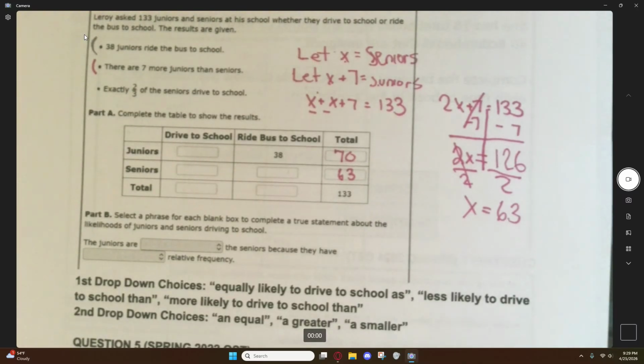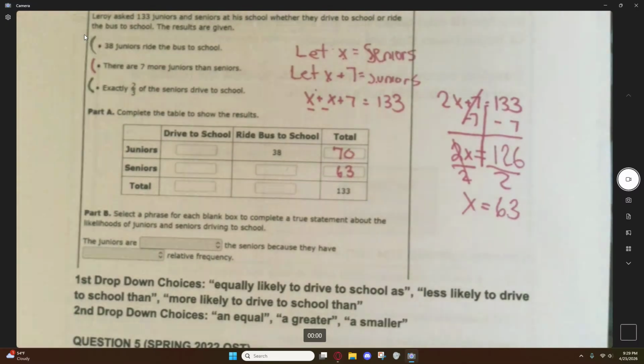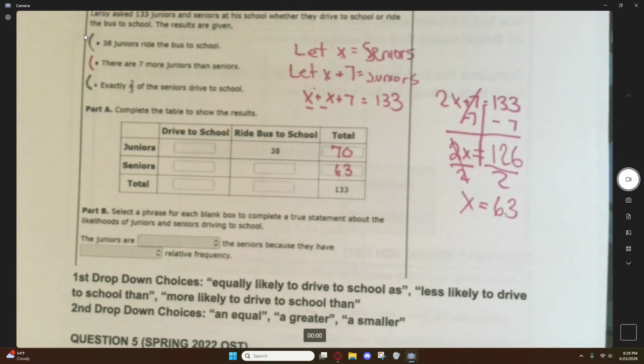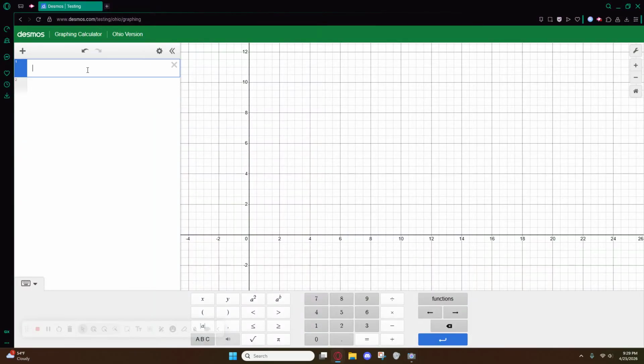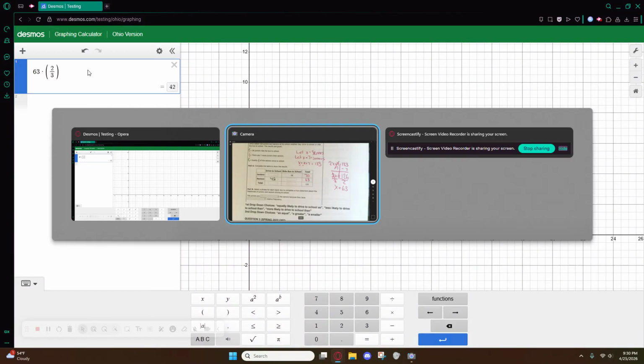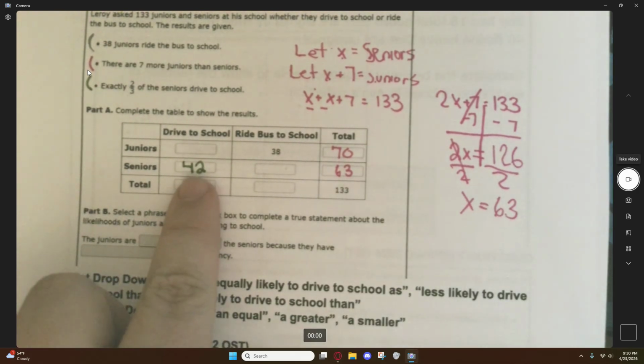Next. Exactly 2/3 of the seniors drive to school. So, we now know there are 63 seniors. To find how many 2/3 is, you can use 63 times 2 over 3. And that tells you that there are 42 seniors who drive to school. Those are seniors who drive.